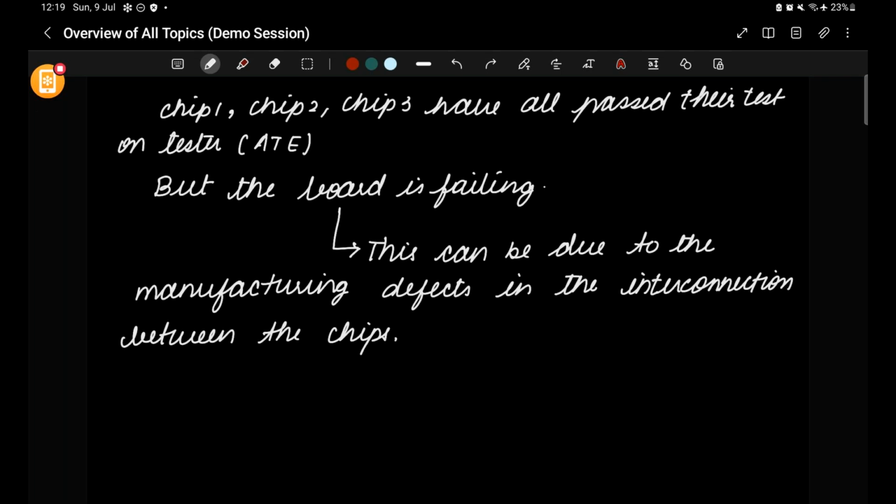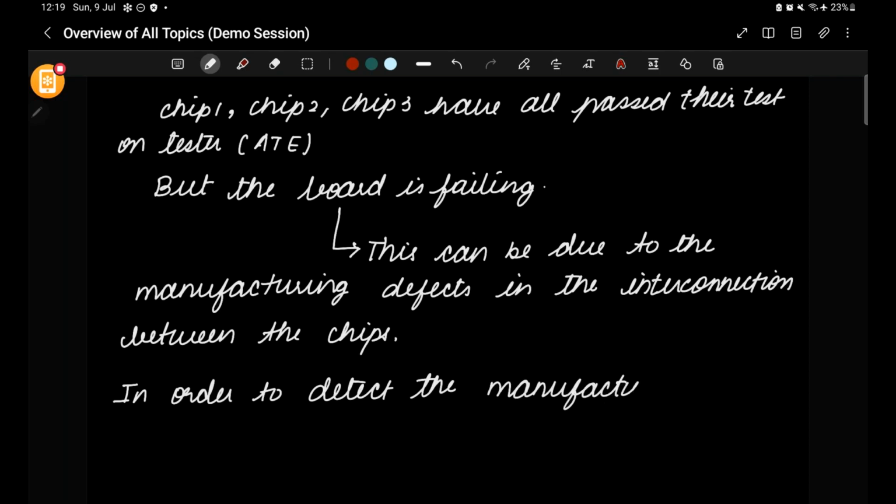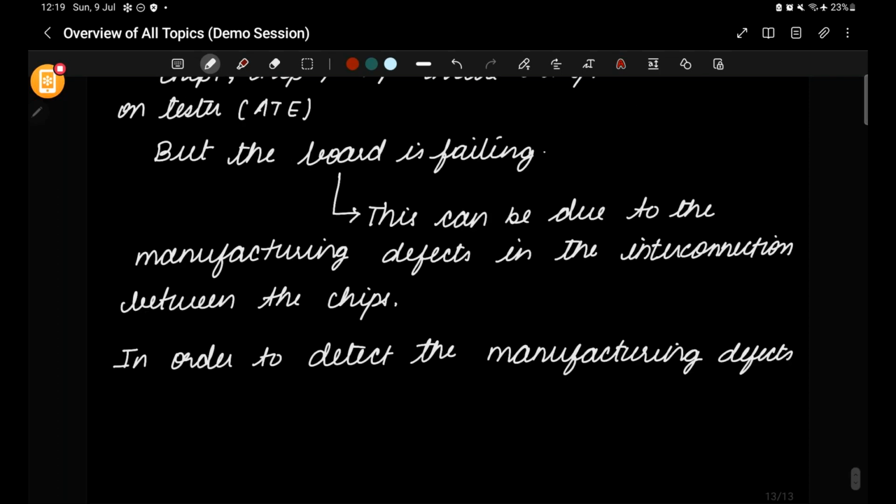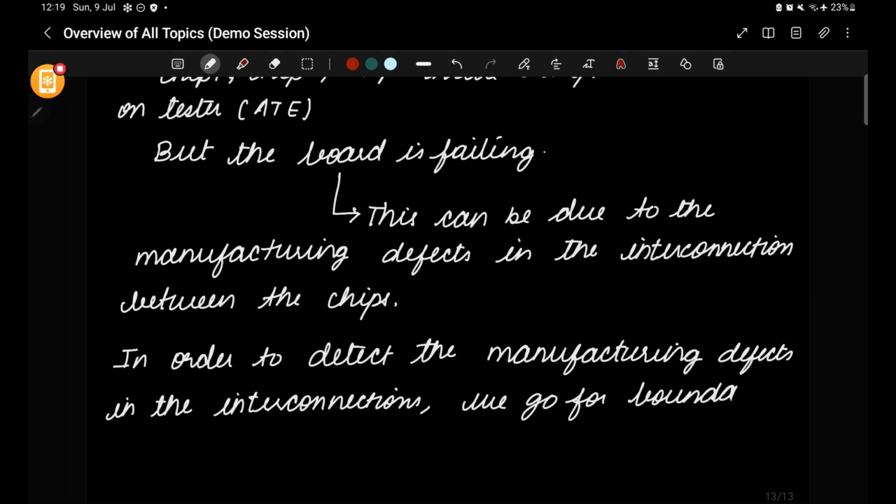So what we do is we go for boundary scan in order to test the interconnection between the chips. So in order to detect the manufacturing defects in the interconnections, sorry, not in the chip, in the interconnections, we go for boundary scan. In order to test the manufacturing defects in the interconnection between the chips, we actually go for boundary scan.